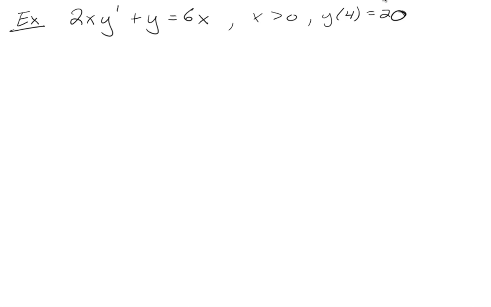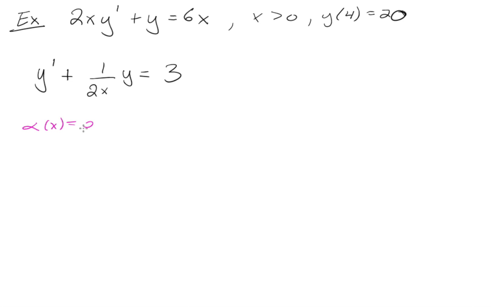Alright, so off we go. What do we do? What is it? Oh, standard form. Okay, so divide everything by 2x, right? So I would get y prime plus 1 over 2x y equals, what do I get on the right side? 3. Okay. And then find alpha, right?